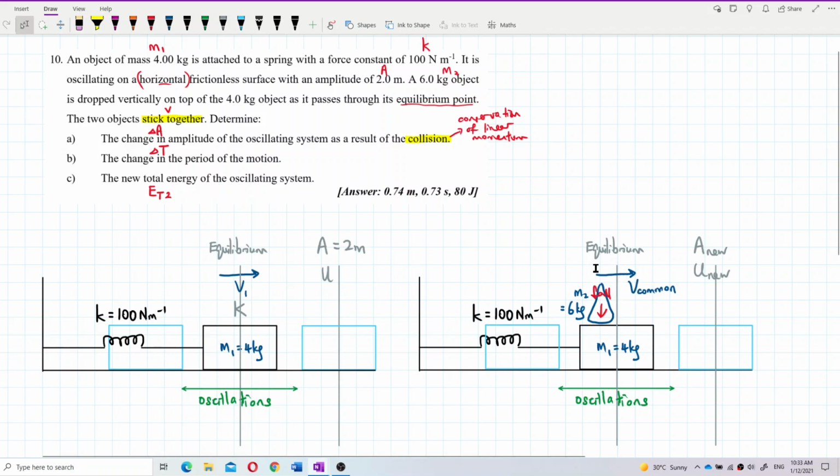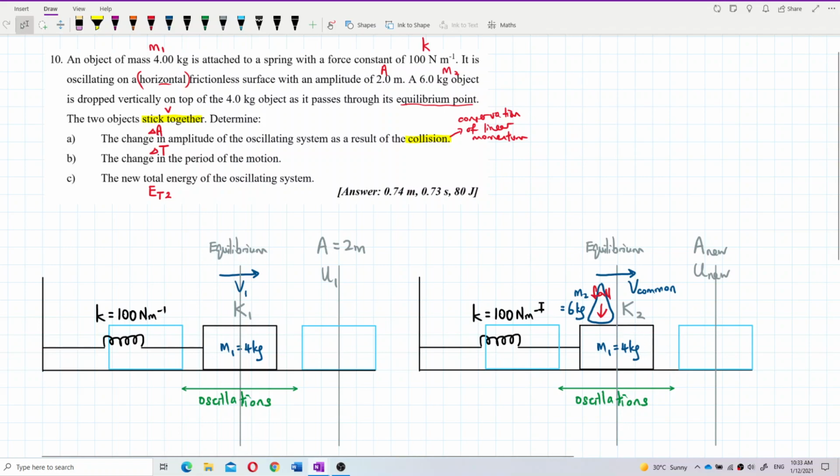Because the velocity changes, the kinetic energy here also changes. It becomes K2. Last time it was K1, U1. Now, because velocity changes, the kinetic energy becomes K2, a different velocity already. And then the potential energy later on also becomes different. The amplitude also becomes different.